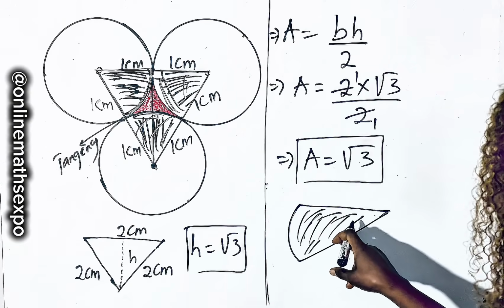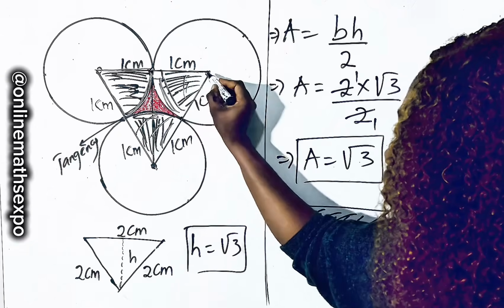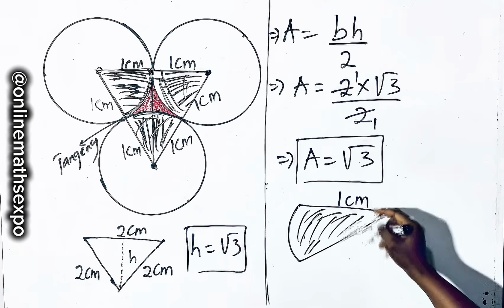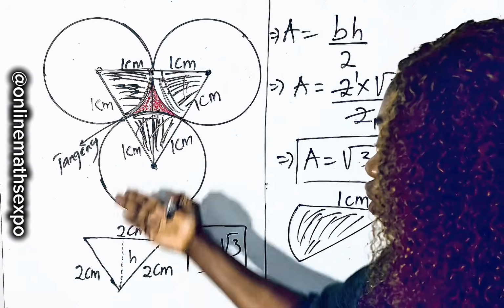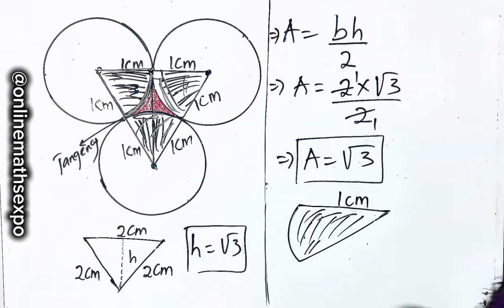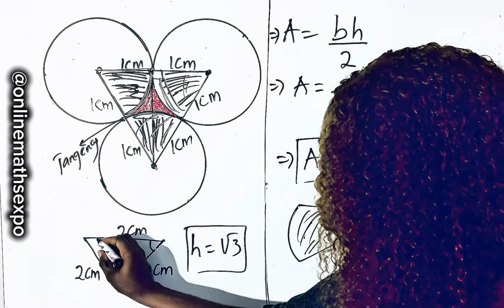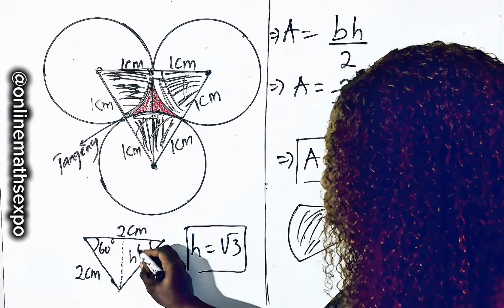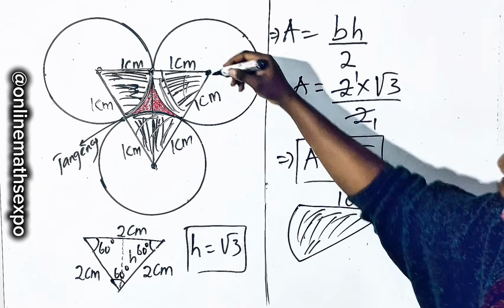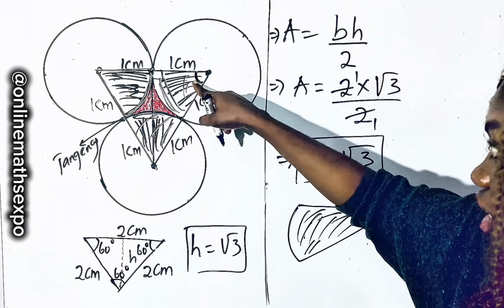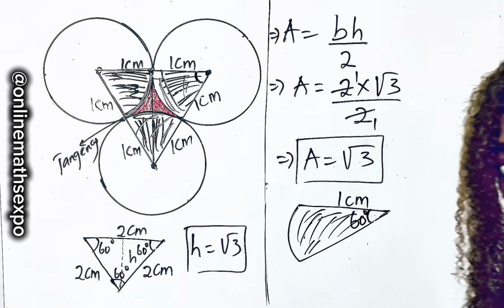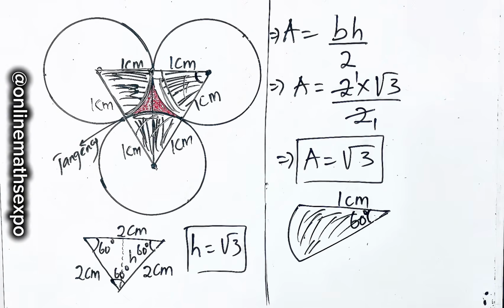So to get the area of this sector, remember, this part from here to here becomes the radius, and from here to here measures 1 centimeter. And remember, this triangle you are seeing is an equilateral triangle because the 3 sides are equal. In that case, the angles are always equal. Each angle is going to be 60 degrees. So the angle subtended here is 60 degrees, and it's going to help us to find the area of this sector.